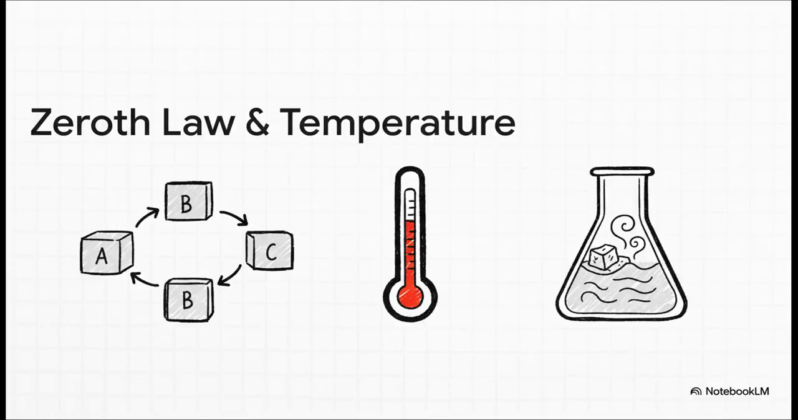We have to start with the zeroth law. It sounds weird, right? The zeroth law? But it's actually the bedrock for everything else. It basically says if A is the same temperature as C and B is the same temperature as C, then A and B must be the same temperature. That simple idea is what lets us define and measure temperature consistently. Without it, a thermometer would be a useless concept.